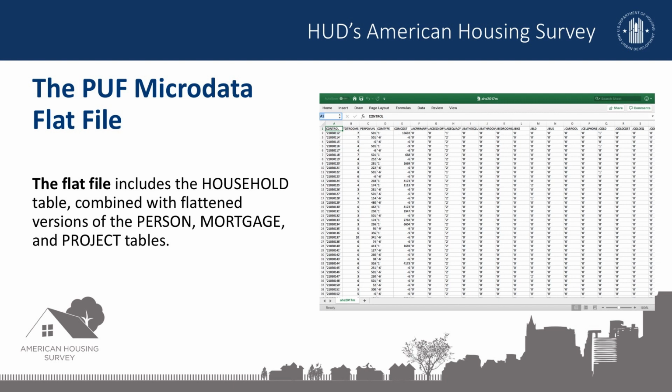For instance, suppose a household has 3 persons. The variable race from the person table in the relational structure will be flattened into race 1, race 2, and race 3 in the flat file structure. The number appended to race reflects the number of the person. The same convention is used for the mortgage and project tables.